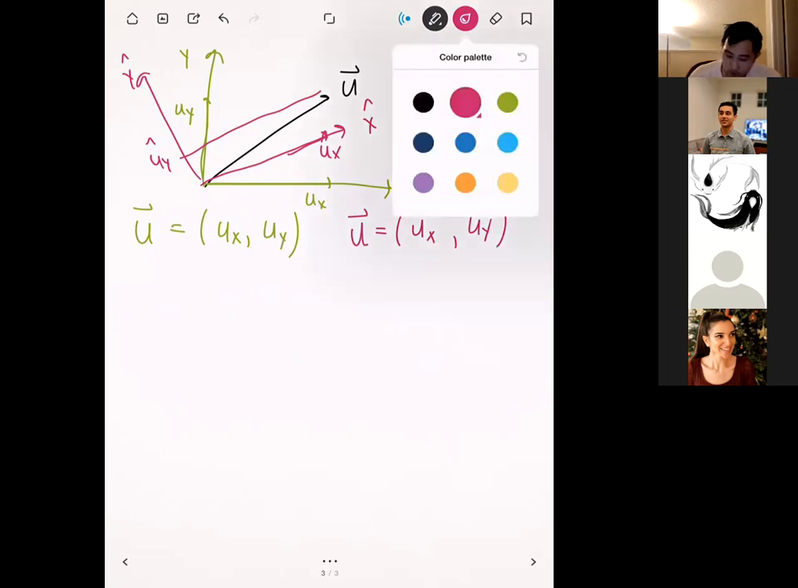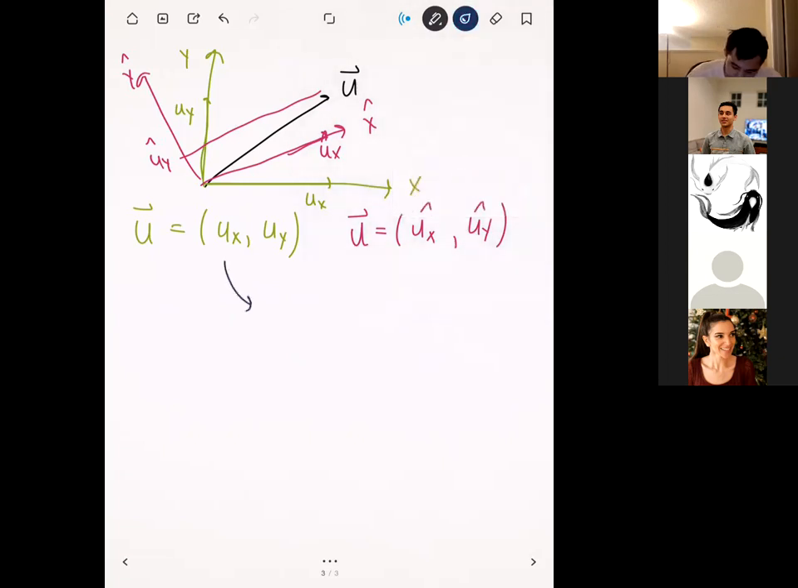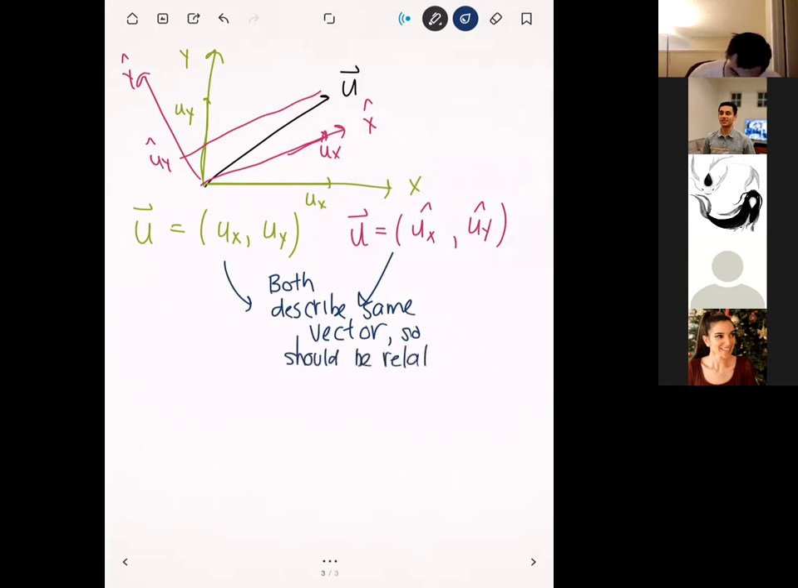Okay. But since these both describe the same vector, obviously these two things should be related. Or in other words, there's a transformation that we can apply to transform from one vector's components to the other. Okay. All right.